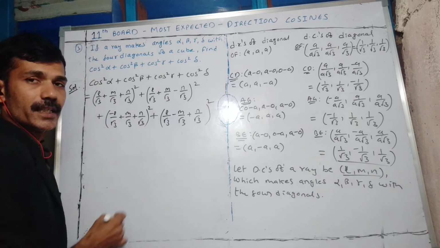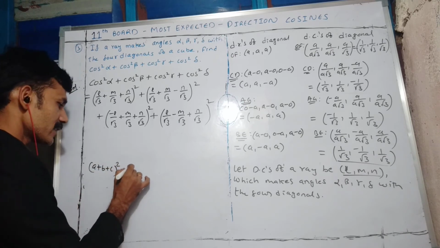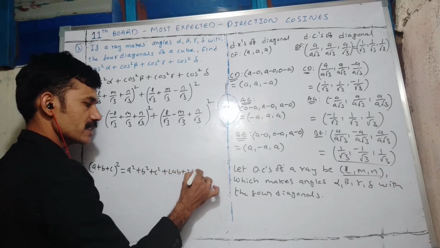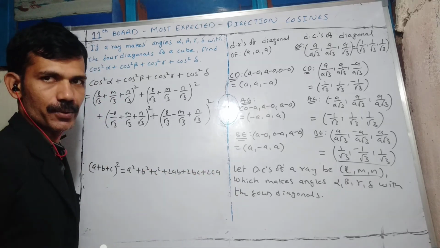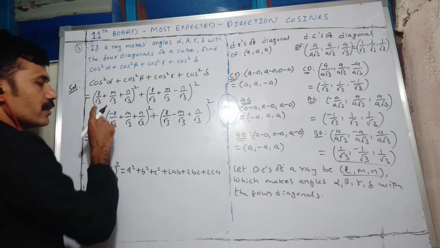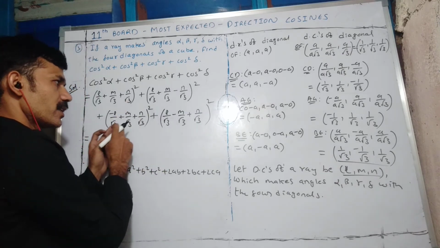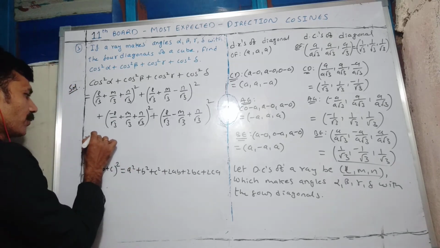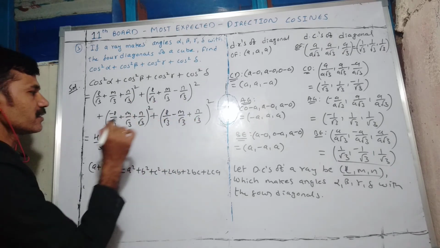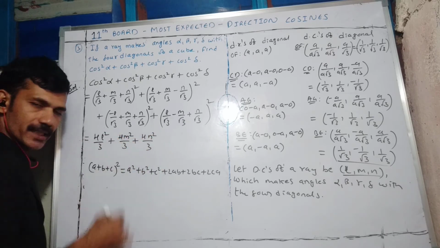Now we can use the identity. What identity? A plus B plus C whole square is A square plus B square plus C square plus 2AB plus 2BC plus 2CA. This identity we have to use. Okay, here see. A square means L upon root 3 whole square, that means L square by 3. Here also L square by 3, L square by 3, here also L square by 3 you will get. So 4 times L square by 3. Similarly, B square will be there in each thing. So 4M square by 3. 4N square by 3 you will get.